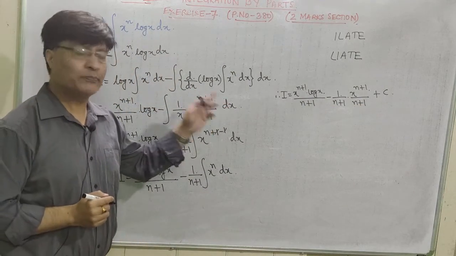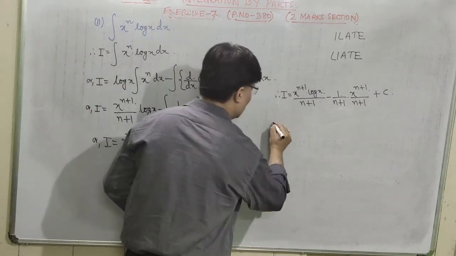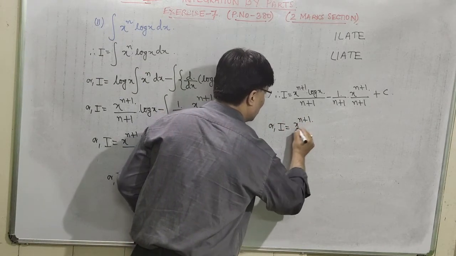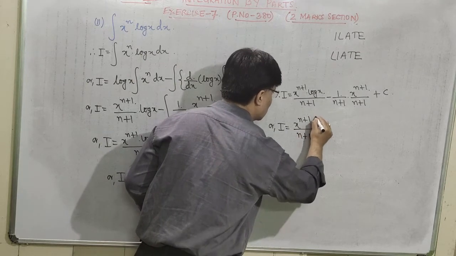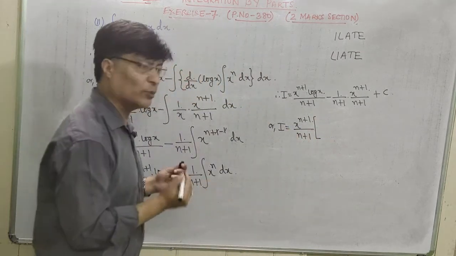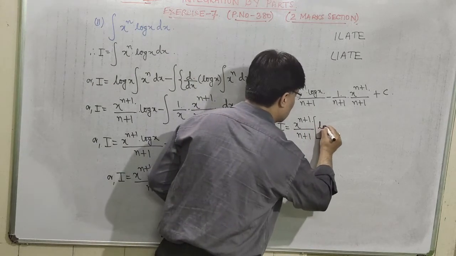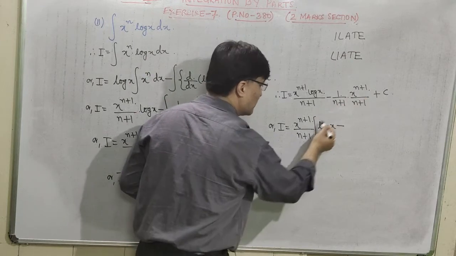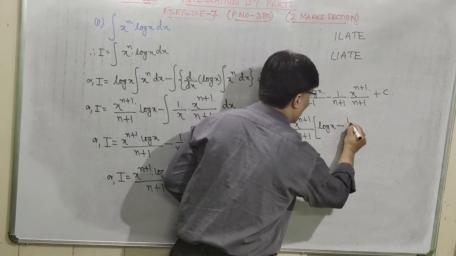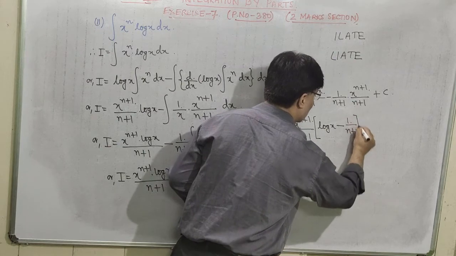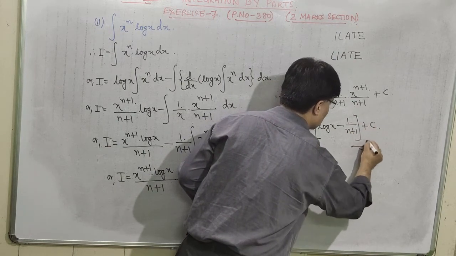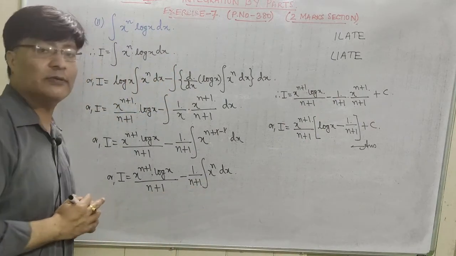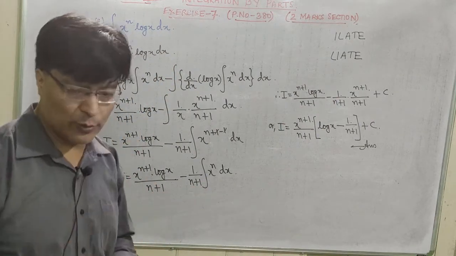Is that understood now? So we can take common here, or I is equal to, what is common here? x to the power n plus 1 divided by n plus 1 is taken common. So within the bracket, what do we have? We have log x minus 1 upon n plus 1, third bracket closed, plus c. So this is the final answer. So I think you have understood it. So you can copy it. Now we'll do the next question.